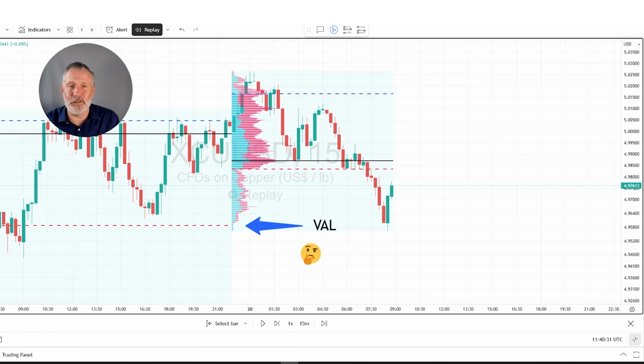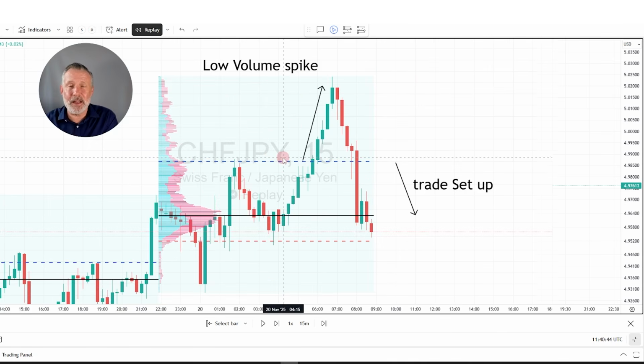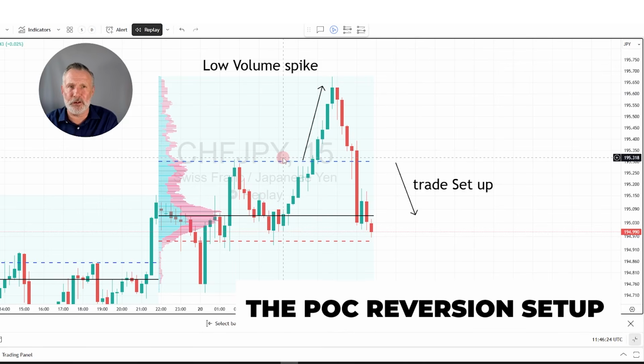I know I can hear you say it can't be that easy, and it's not. Sometimes it flips from support to resistance, so it should only be used as an overlay for other technical analysis techniques. Let's discuss the point of control reversion setup.